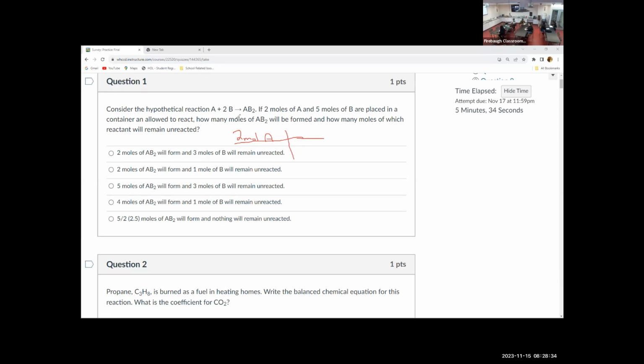Let me be specific. That's right. If I have 1, I can only make 1, because look at the coefficients. What's in front of the AB2? 1, right? So for my A there's 1, and there's 1. Let's break it down. If I had a cake, we're making a cake, right? We know a cake takes 3 eggs. If I'm making 1 cake, how many eggs do I need? 3, right?